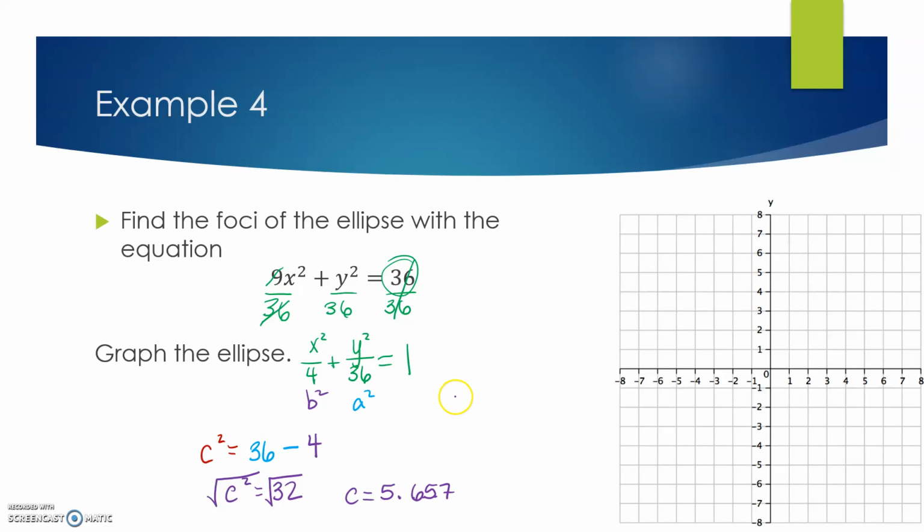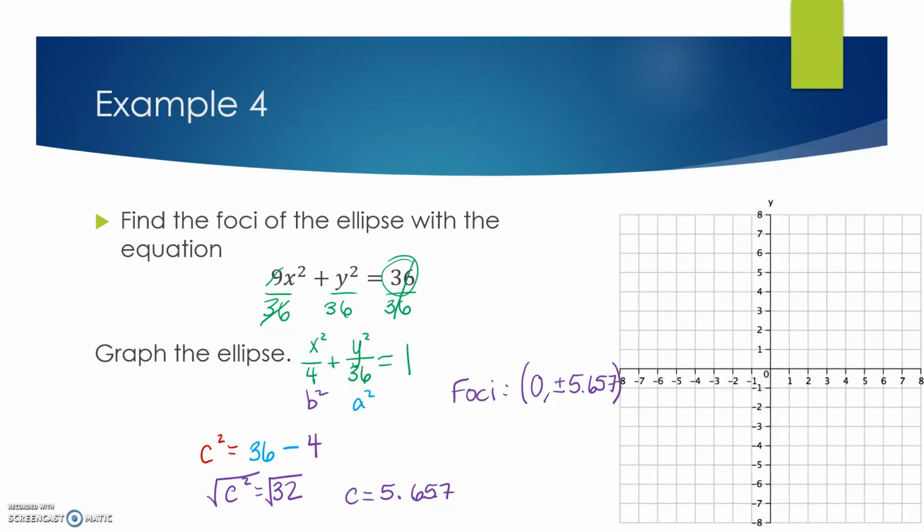So the foci, they're always on the major axis, and since 36 is the bigger number, I know that the major axis is going to be vertical. It's going to be on the y-axis. So it's going to be at 0 plus or minus 5.657, because I have two. So I have the positive and I have the negative.